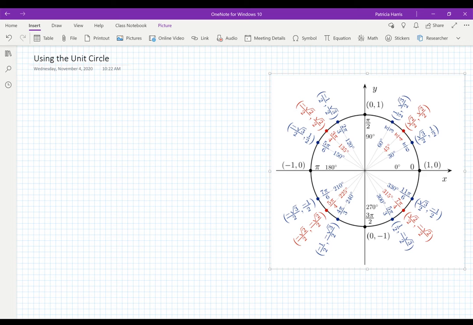Okay, ladies and gentlemen, this is going to be a lesson on how to use the unit circle. Okay, so it's actually not so bad to use. Once you have a unit circle that you're comfortable with, I recommend going to Google, maybe downloading this one to your right hand of your screen.